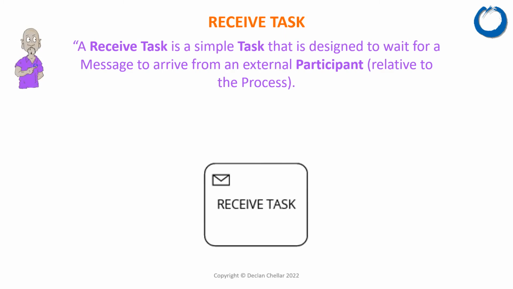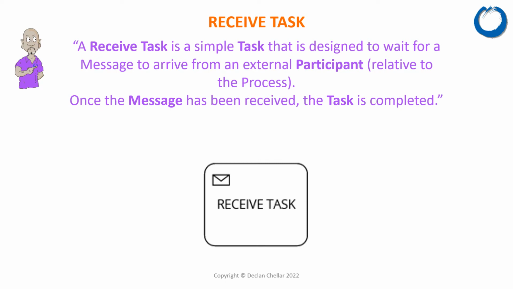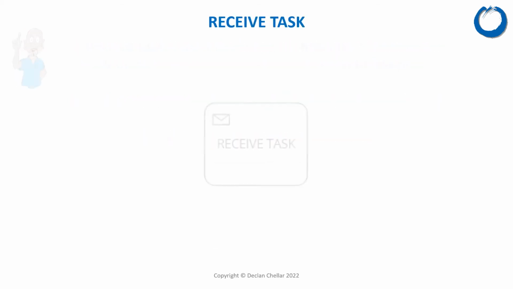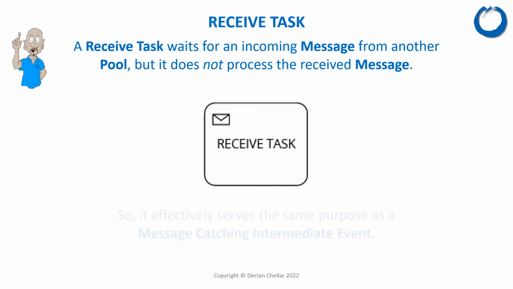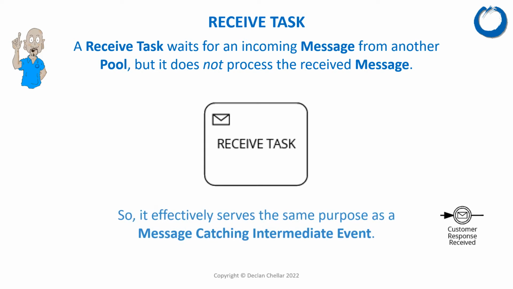Receive task. A receive task is a simple task that's designed to wait for a message to arrive from an external participant relative to the process. Once the message has been received, the task is completed. A receive task waits for an incoming message from another pool, but it does not process the received message. So it effectively serves the same purpose as a message catching intermediate event.